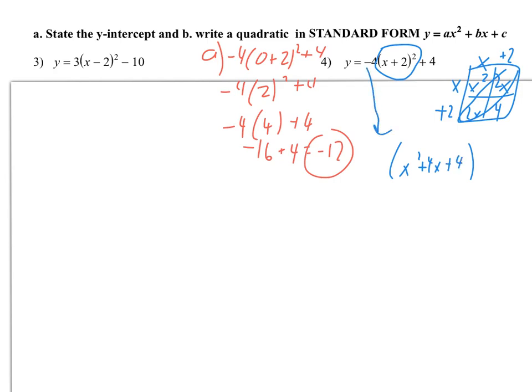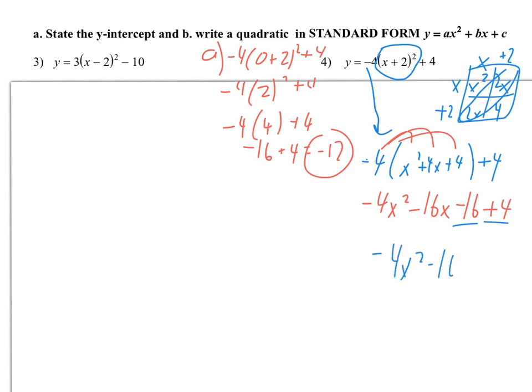But I still need this negative 4 out front and then this plus 4 out back. So I'm going to distribute the negative 4. So I get negative 4x squared minus 16x minus 16 plus 4. And then lastly, we'll combine the like terms here. And we'll get negative 12.